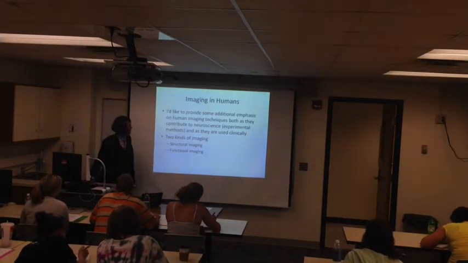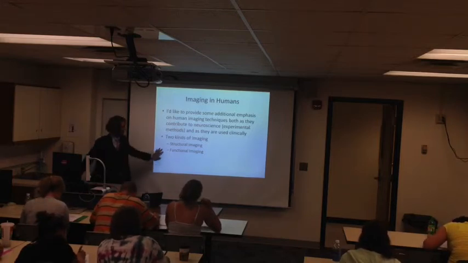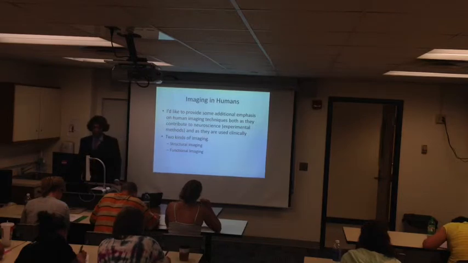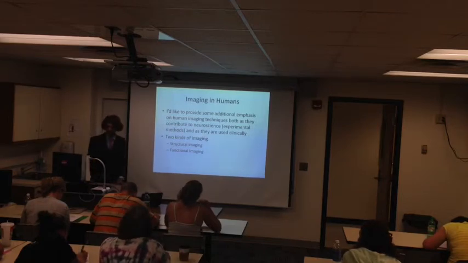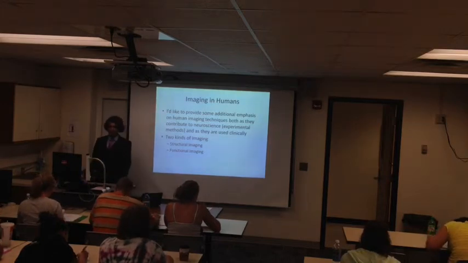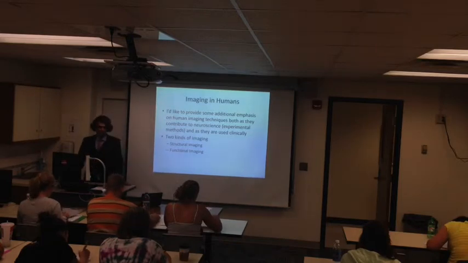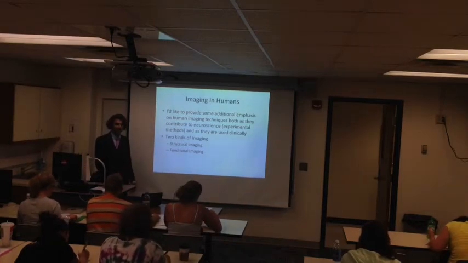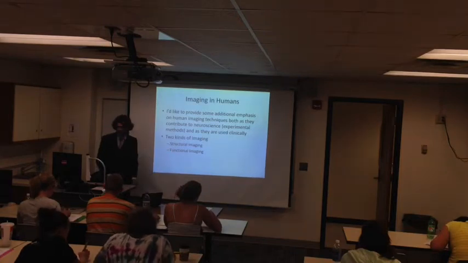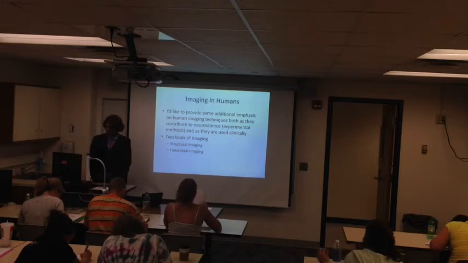I'd like to review imaging again with some additional emphasis on human imaging, both for neuroscience and clinical use. I want to draw your attention to a distinction that's fairly important between structural and functional imaging. We've talked about this idea of structure and function already. In the context of imaging, structural imaging is imaging that tells you what the composition of the brain looks like. Functional imaging is imaging that tells you about processes in the brain and whether they're operating in a normal or abnormal way.